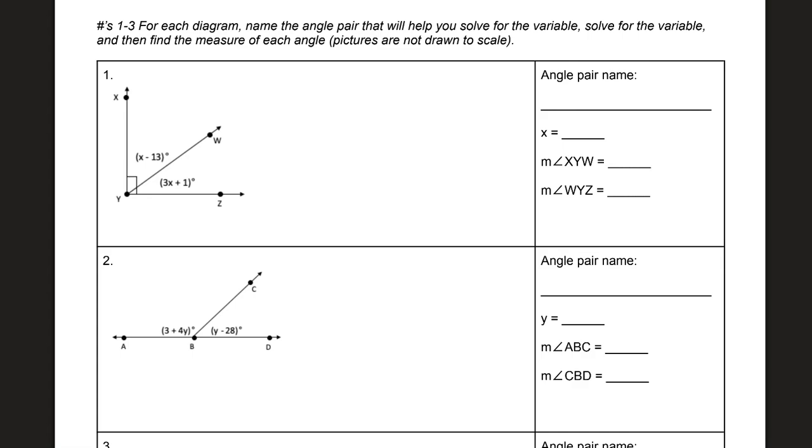Here's the Math 2 Unit 0 practice test. So for number 1, we're looking at the diagram, naming the angle pair, solving for the variable, and then plugging it in to find the measure of each angle.